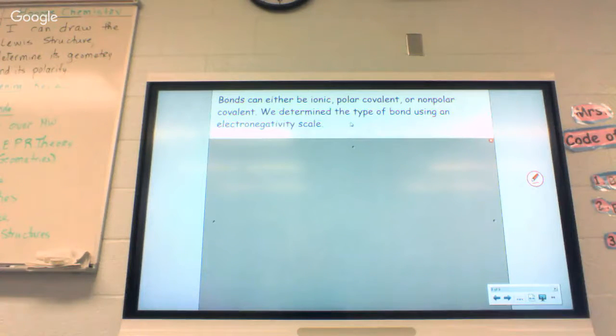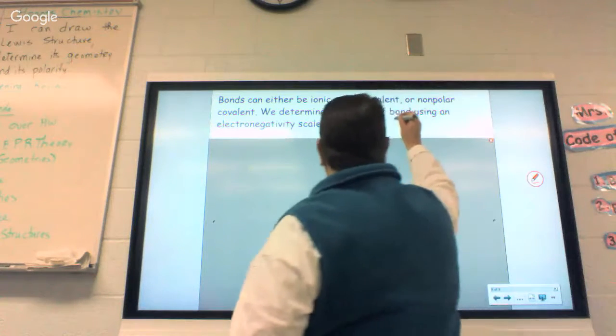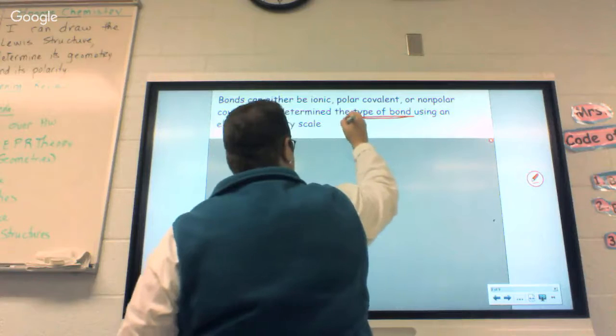All right. So, bonds can either be polar covalent, ionic, or non-polar covalent. Now, we determine bond type using an electronegativity scale. Now, this is review. Type of bond.